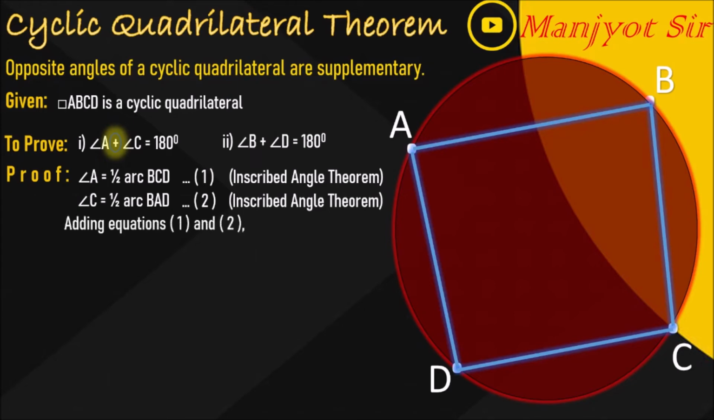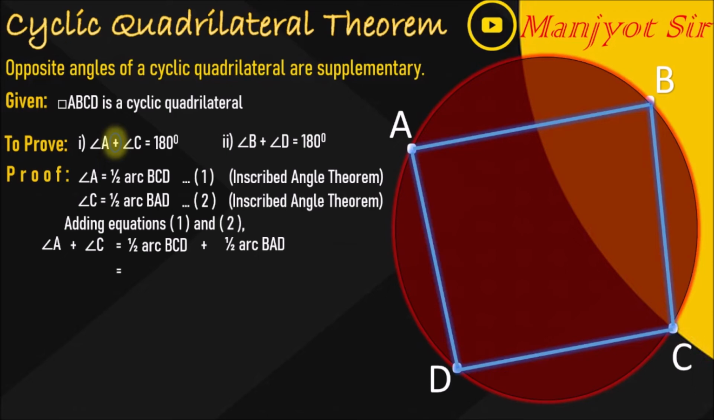Now remember, very important thing: we add left side with left side and right side with right side. On the left side we have angle A and angle C, so we'll add angle A plus angle C. And on the right side we have half of arc BCD plus half of arc BAD. Remember, whenever you add or subtract equations, always add or subtract left side with left side, right side with right side.